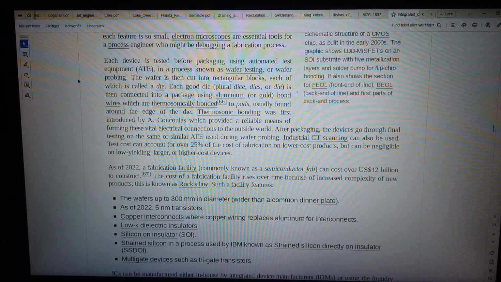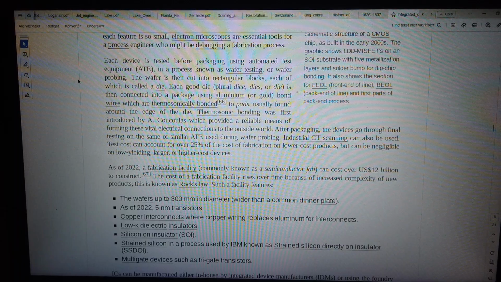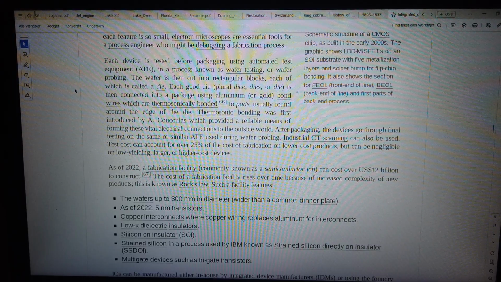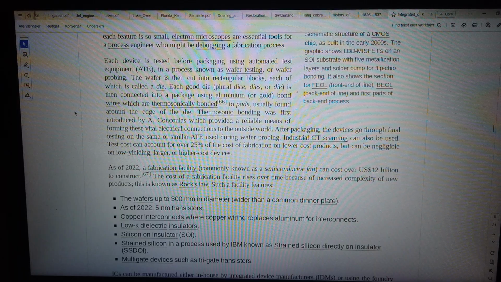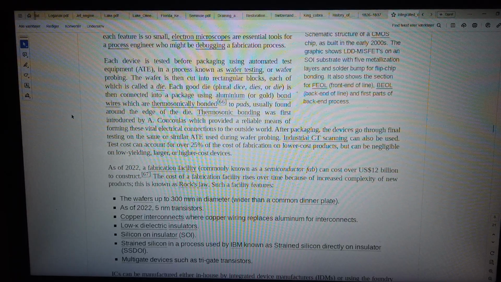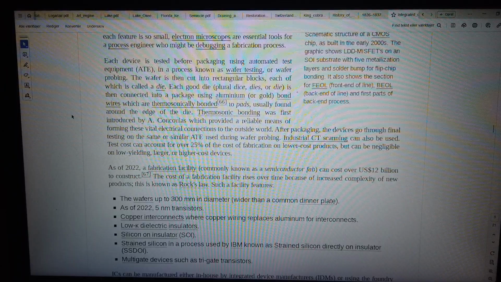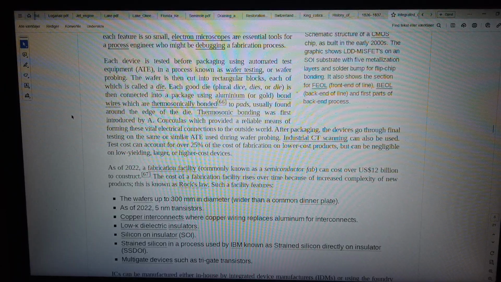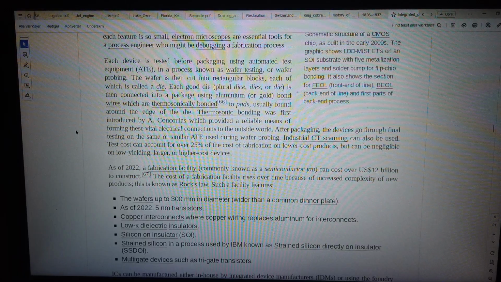Each good die, plural dies, or dice, is then connected into a package using aluminium or gold bond wires which are thermosonically bonded, 66, to pads, usually found around the edge of the die. Thermosonic bonding was first introduced by A. Coucoulas, which provided a reliable means of forming these vital electrical connections to the outside world. After packaging, the devices go through final testing on the same or similar ATE used during wafer probing. Industrial CT scanning can also be used.